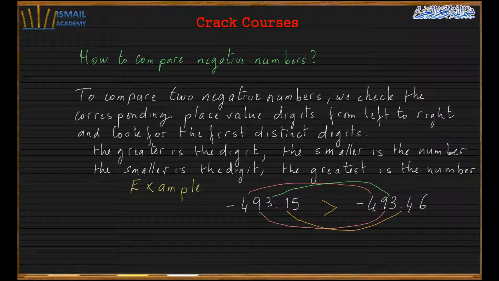So the smaller the digit, the greater the number. Let me give another example. I have minus 574 and minus 500.1. Again, I will compare the corresponding place value digits. I compare this with this, 5 and 5 are equal. 7 and 0, 0 is smaller than 7. So that means this is the bigger number, and this will be my answer.